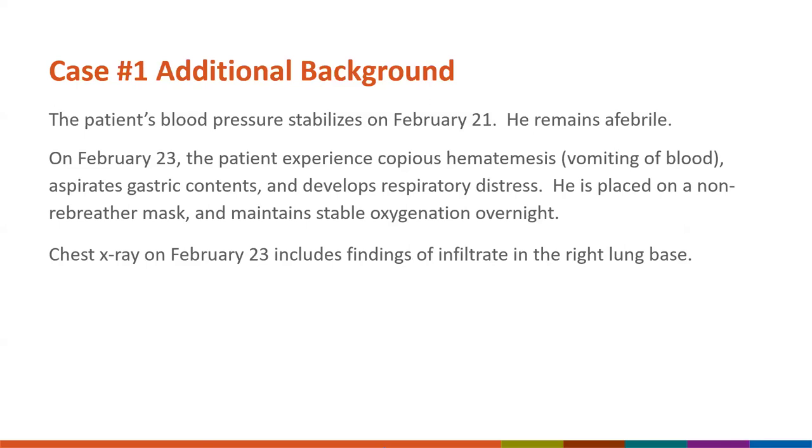So just some additional case background on our patient. His blood pressure stabilizes on February 21st. He does remain afebrile. And then on February 23rd, the patient experiences copious hematemesis, or vomiting of blood. He aspirates his gastric contents and develops respiratory distress. He is placed on a non-rebreather mask and maintains stable oxygenation overnight. A chest x-ray on February 23rd includes findings of an infiltrate in the right lung base. I'll give you just a moment on that slide so you can take any notes that you may want to.